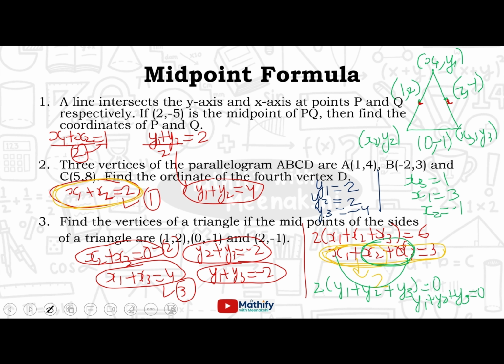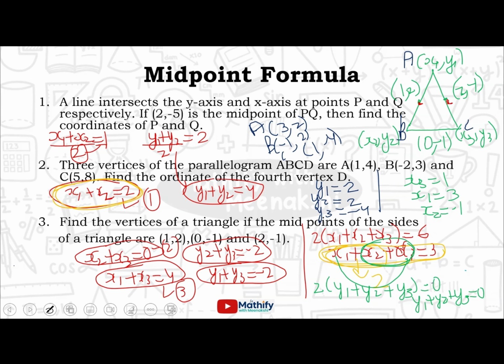Now, what are the vertices? You can write first 3, comma 2, that is x1, y1. Second, x2, y2, that is -1, 2. And third, x3, y3, that is 1 and -4. So these are the vertices A, B, and C. So I think now you know how we can find the vertices of a triangle when we know the midpoints.